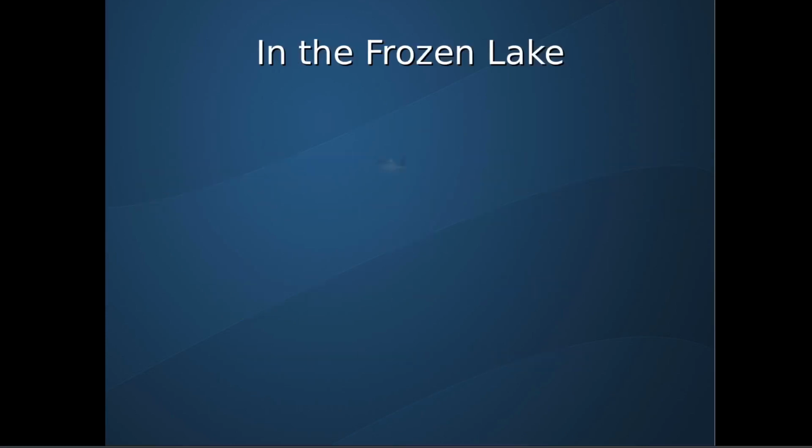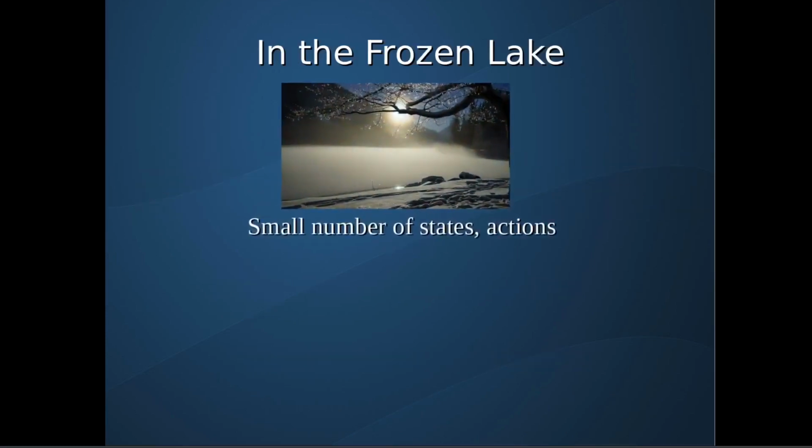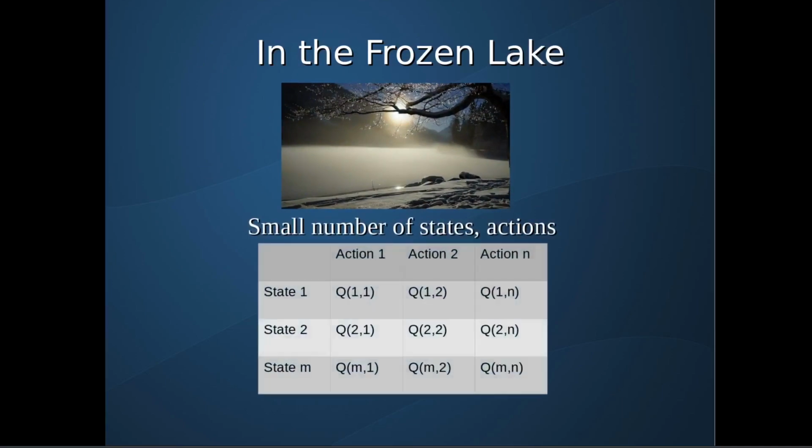For the frozen lake environment, there are only a small number of states and actions. This means we can represent this action value function Q as a table. Each row is a state, and the columns are the actions, with the entries being the value for that combination. This is an example of what's called a tabular learning method, because it uses a table to keep track of the states and actions the agent has visited.